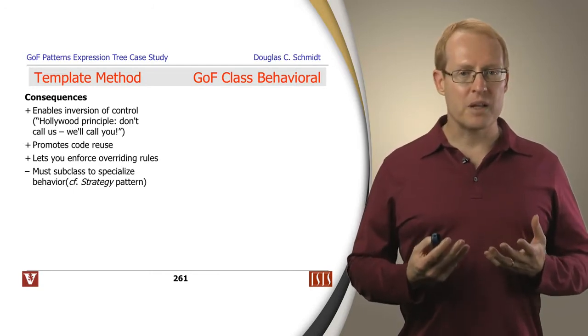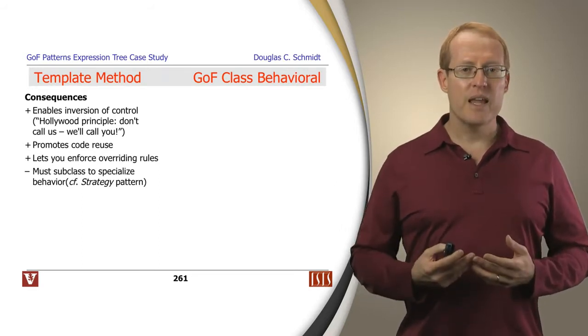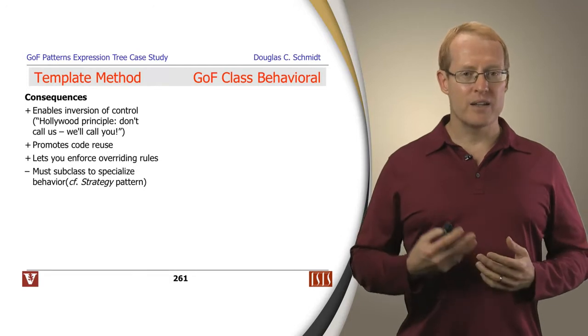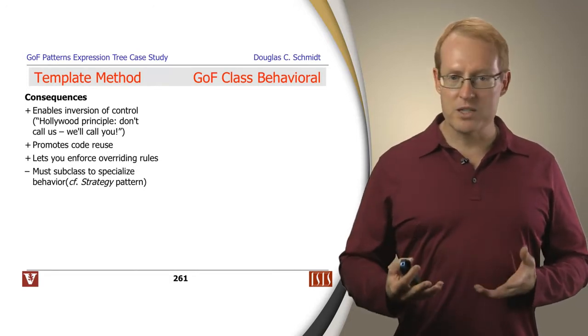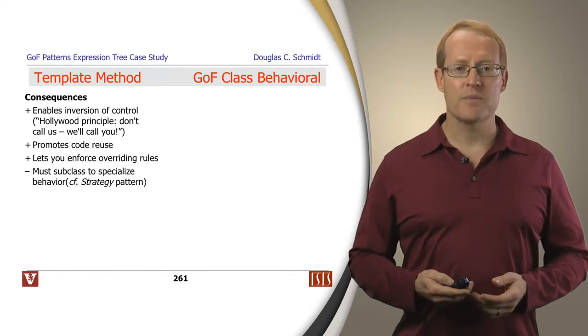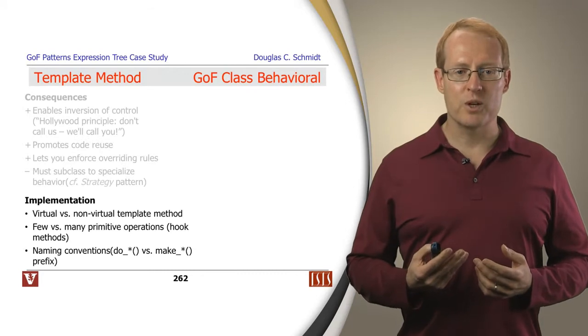You have to subclass from the base class in order to perform the variation. And we'll see in just a minute when we talk about the strategy pattern how this issue can be overcome, which is an improvement oftentimes. There's a number of implementation considerations to keep in mind when you implement this particular pattern.